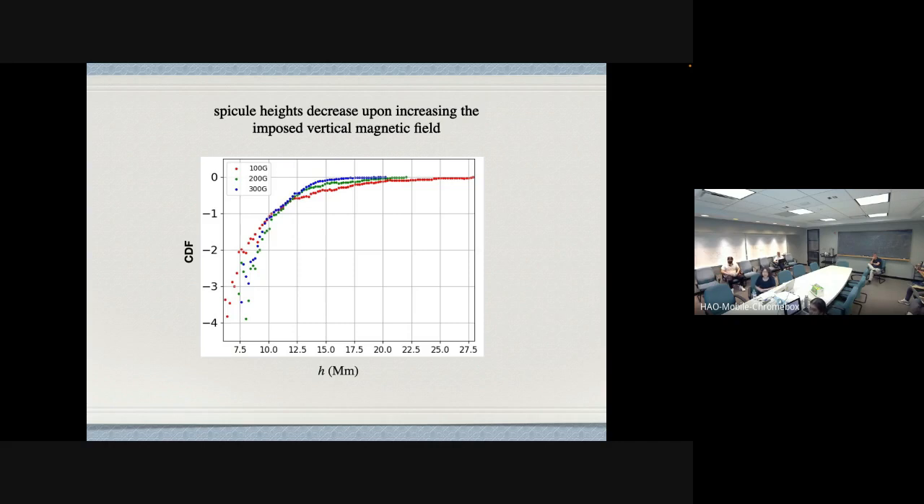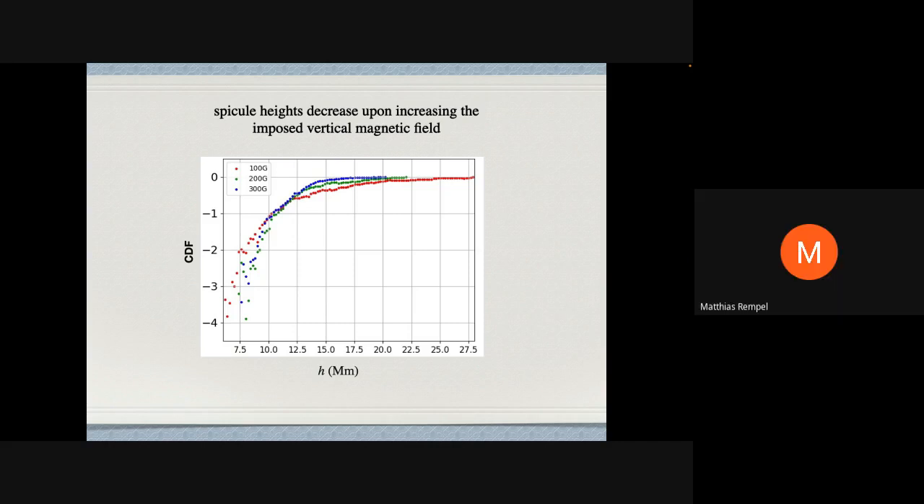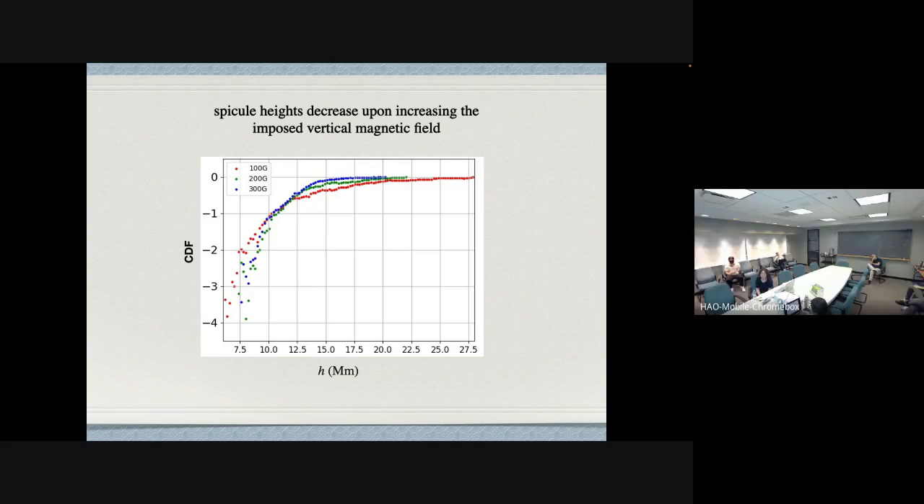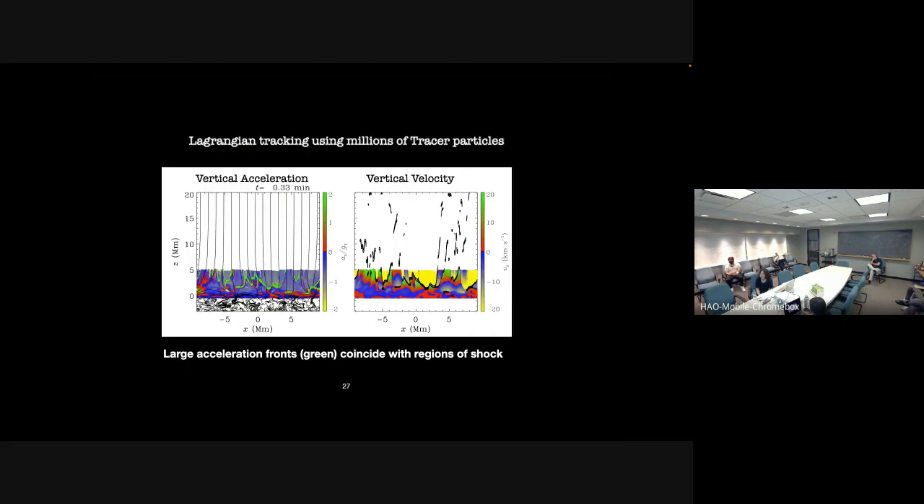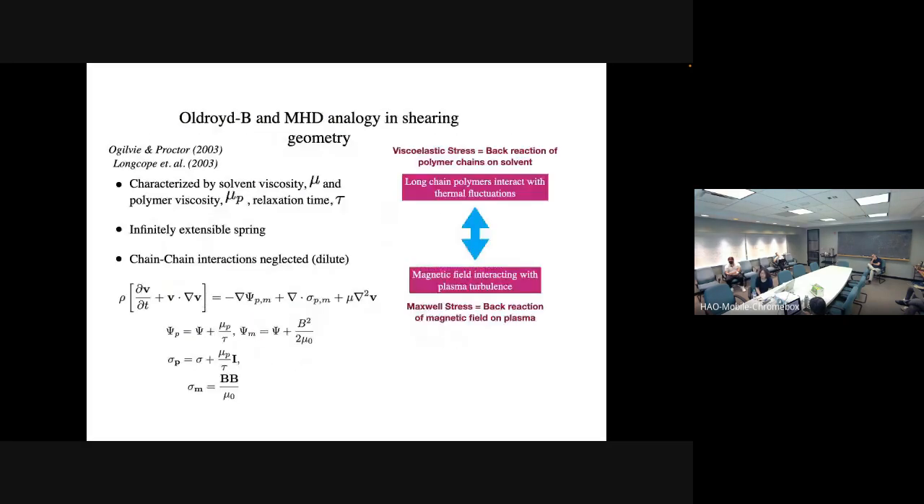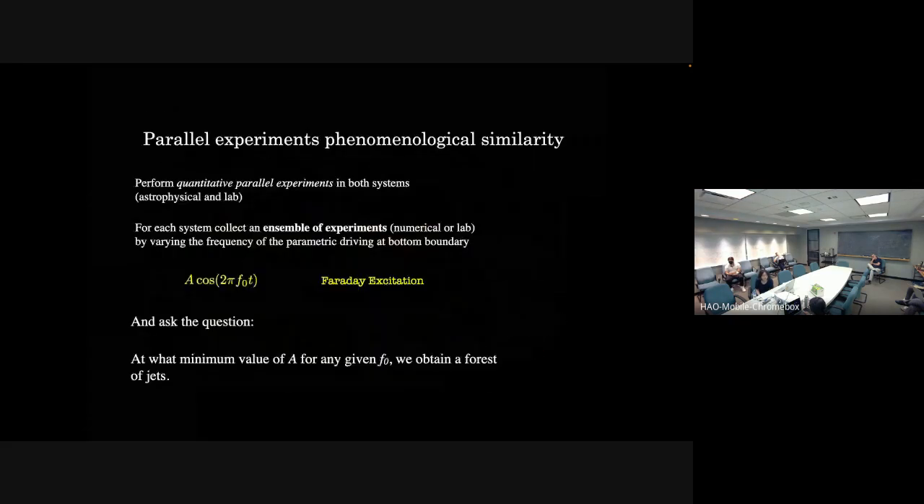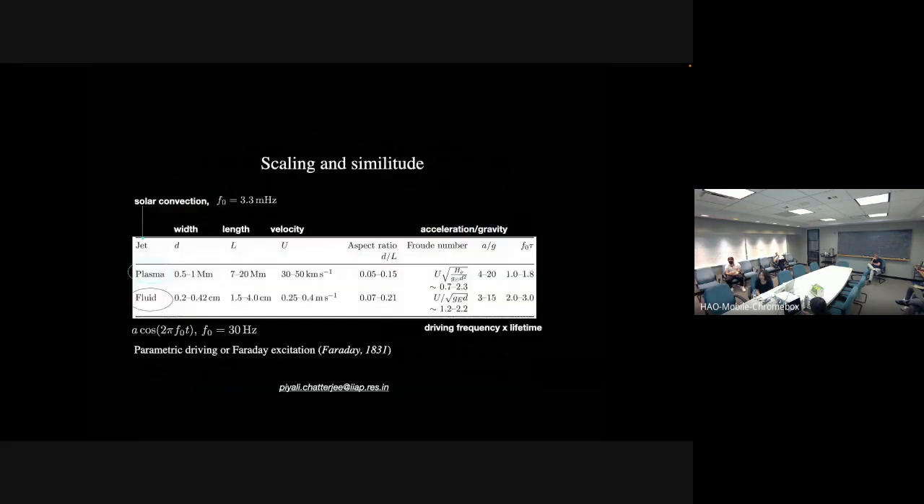Go ahead, Matthias. Yeah, I had one more question regarding 2D versus 3D. You mentioned at the end of your talk that when you do these 3D radiation MHD simulations, you get something more like a veil-like structure of these jets rather than just individual jets. Do you see a behavior like this also in your fluid experiments? Yes, so we do see that. But fluid is always 3D. That's why he's asking that question.